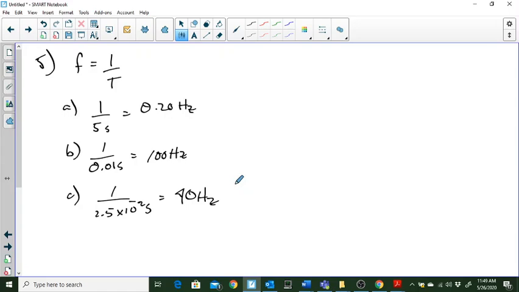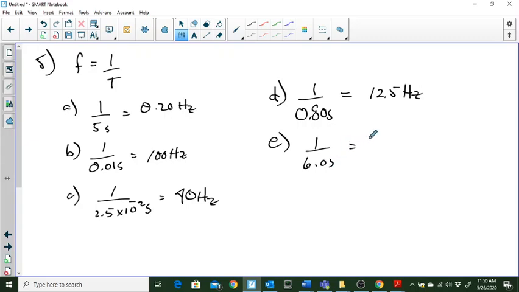I'm doubting myself and checking. Yep, 40 hertz. That's correct. So that brings us to D. 1 over 0.8 seconds, and that is equal to 12.5 hertz. E, 1 over 6 seconds, and that's equal to 0.167 hertz.